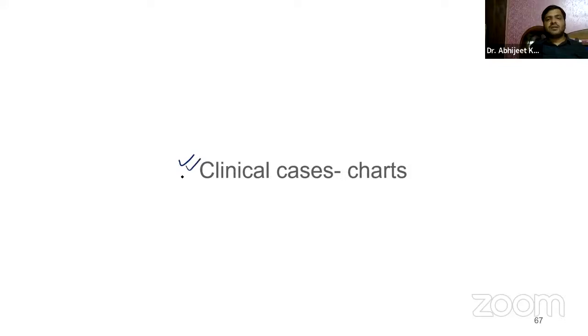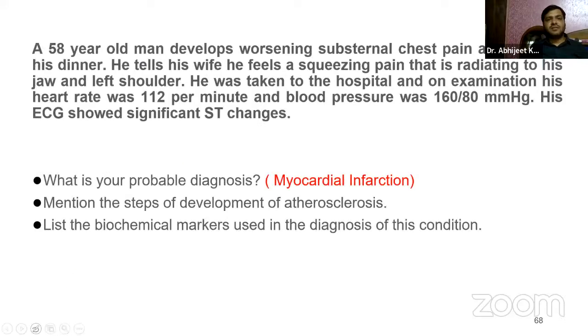Now we have some charts, guys. Let us try to focus on that. They have given a question again. A 58-year-old man develops worsening substernal chest pain after having his dinner. He tells his wife he feels a squeezing pain that is radiating to the jaw and left shoulder. He was taken to the hospital, and on examination, heart rate is increased to 112, and blood pressure is also increased. ECG shows significant ST changes. The probable diagnosis is myocardial infarction.